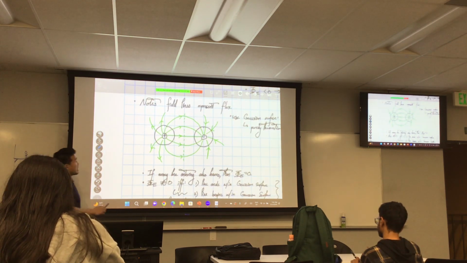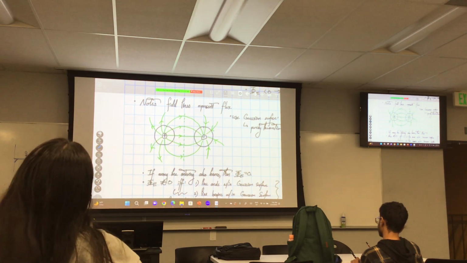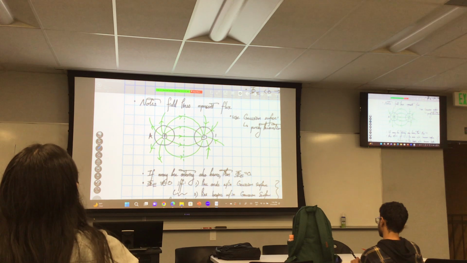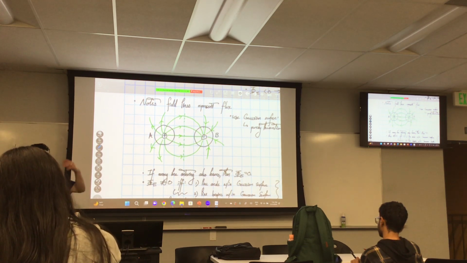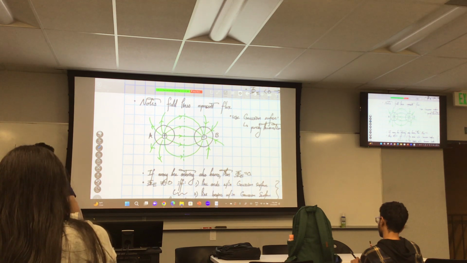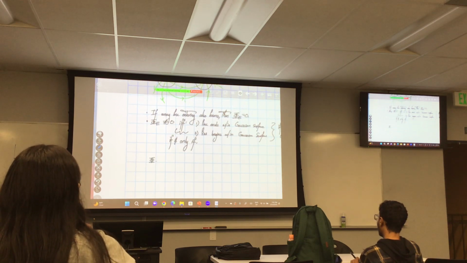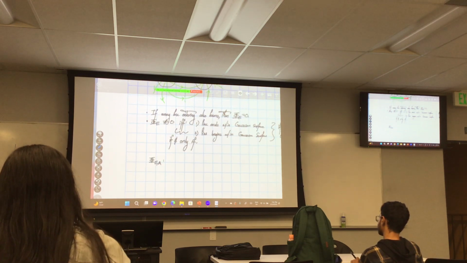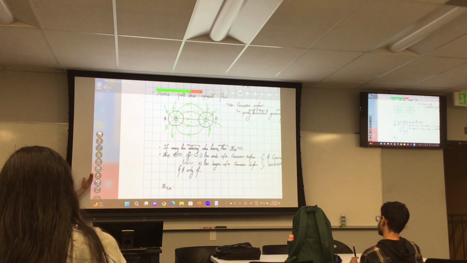So let's come and analyze this scenario that we have here. Let's label this Gaussian surface A and let's label this Gaussian surface B. And we just want to know from a conceptual visual perspective, is the flux positive or negative or equal to 0? The flux of A, is it positive, negative, or equal to 0?